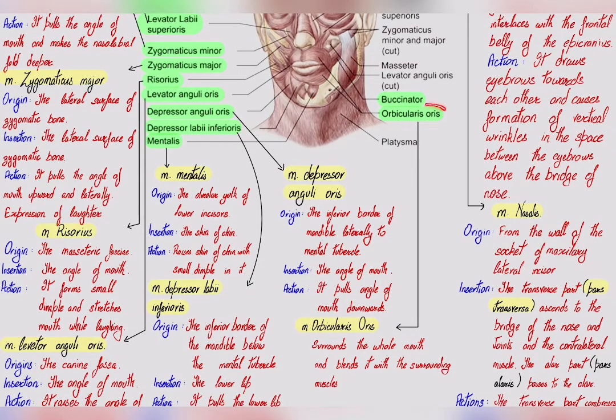Now, the next muscle is the orbicularis oris muscle, which is located over here and is one of the largest muscles of the face. It surrounds the whole mouth region and blends with the surrounding muscles, and the inferior border blends up with the lips.